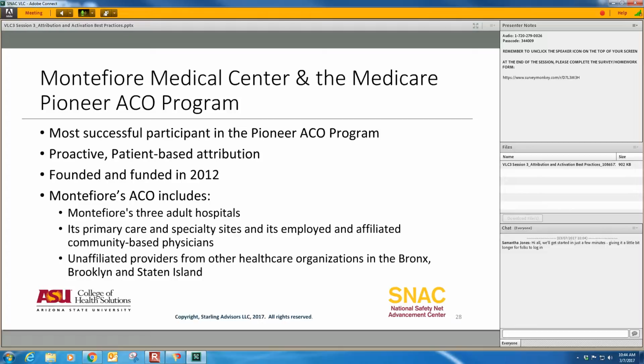And their ACO network included their 3 adult hospitals, their primary care and specialty practices, and their already affiliated community-based providers. And then it also included providers who were previously unaffiliated with Montefiore, but chose to participate in the ACO program.